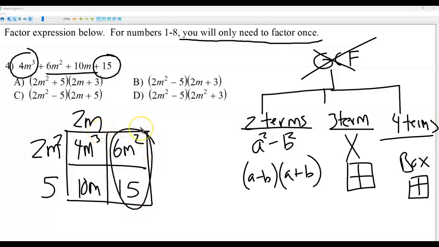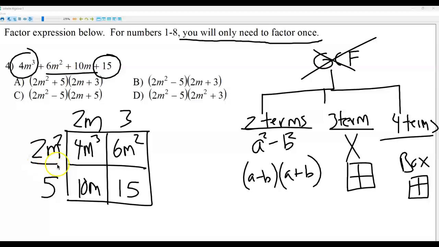Last, we will look at this column here. Those 2 terms, 6 and 15, can both be divided by 3, but once again, no m's can be taken out because the 15 doesn't have any m's. You always want to go back and make sure you've done things right and it works out.